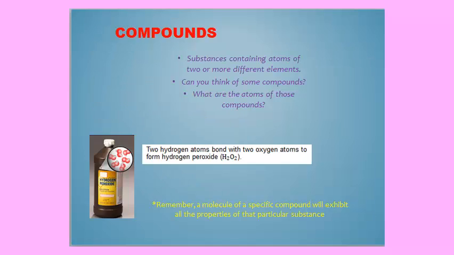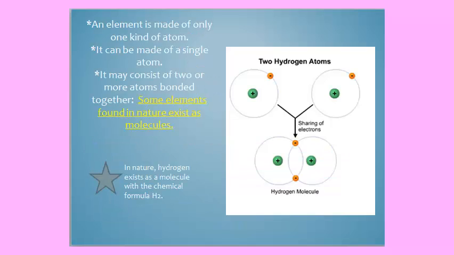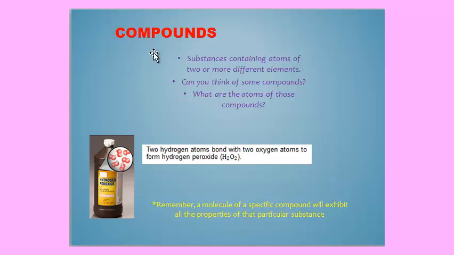Compounds are substances containing atoms of two or more different elements. Compounds are substances containing atoms of two or more different elements. Can you think of some compounds? What are the atoms of those compounds?